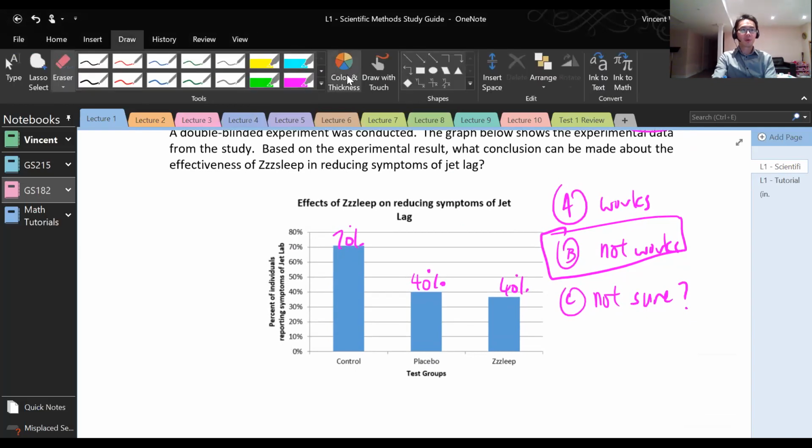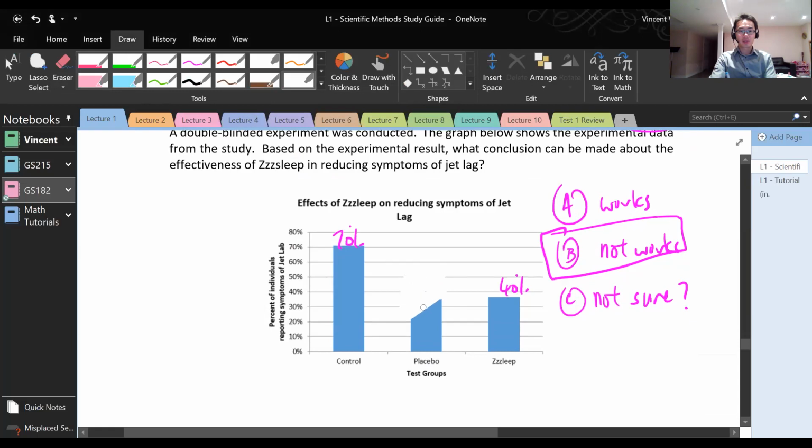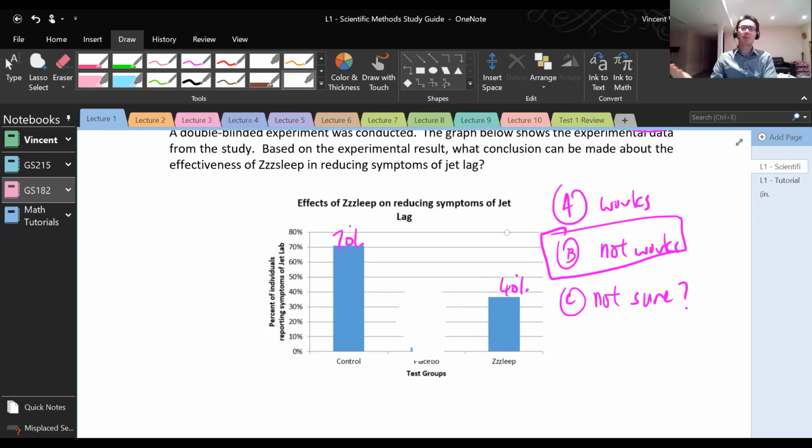Let's take away this bar for a second. Let's just ignore it. No placebo. If you have the control group at 70%, and then the people take the pills, and only 40% of them get jet lag, then it seems like it works, right? You give them the pill, they take it, and fewer people had jet lag.